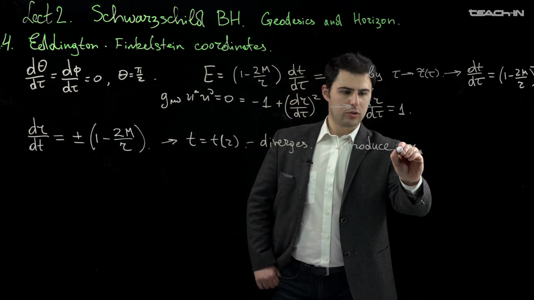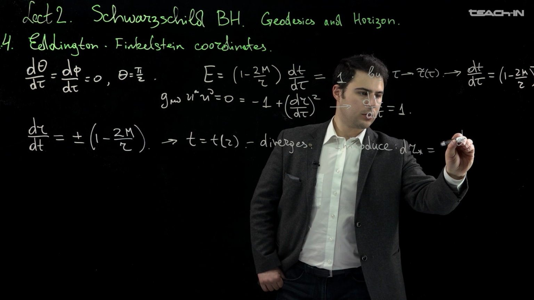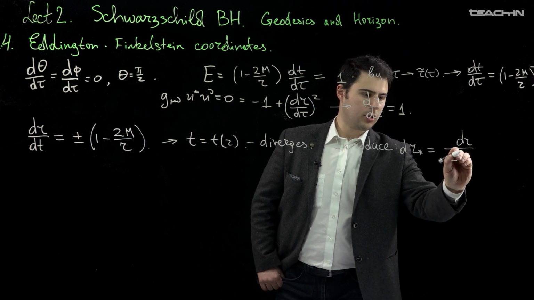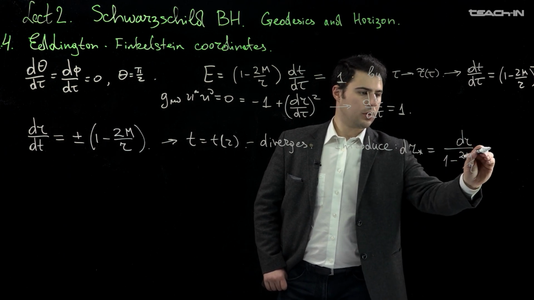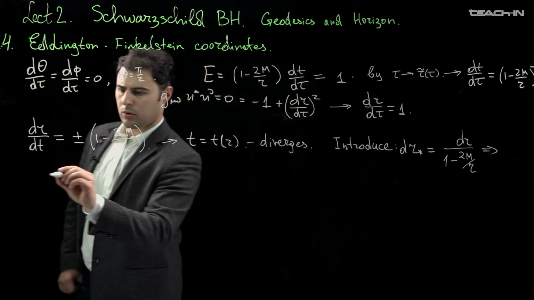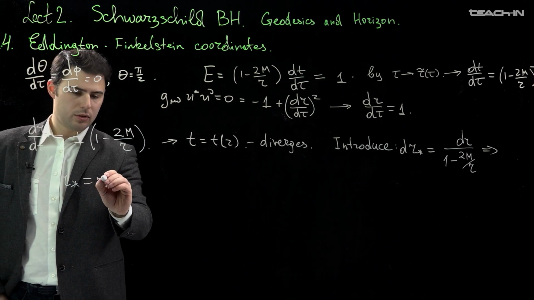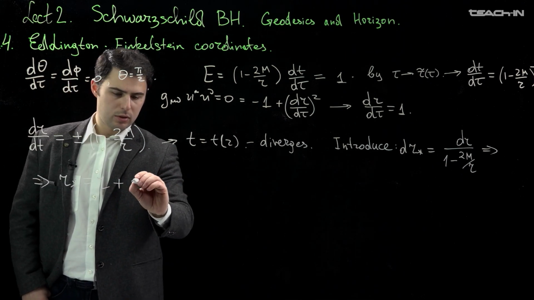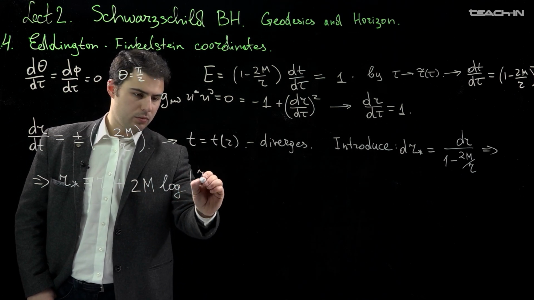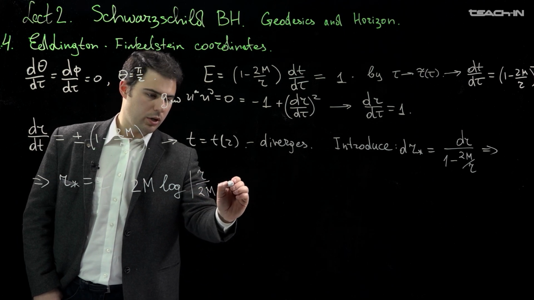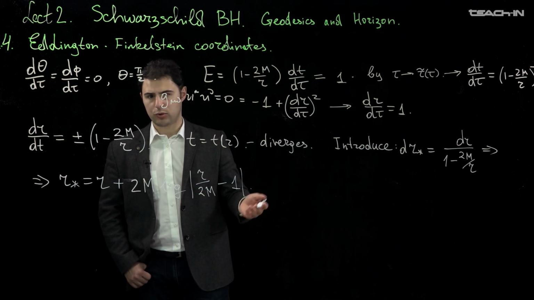So we can introduce a new coordinate dr* given by dr over (1 minus 2m/r). Integrating this, we get that the coordinate is given by r plus 2m logarithm of (r/2m minus 1), where we have chosen the integration constant.